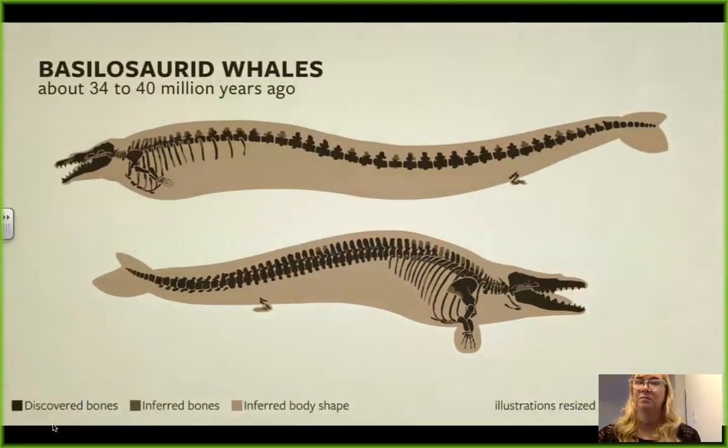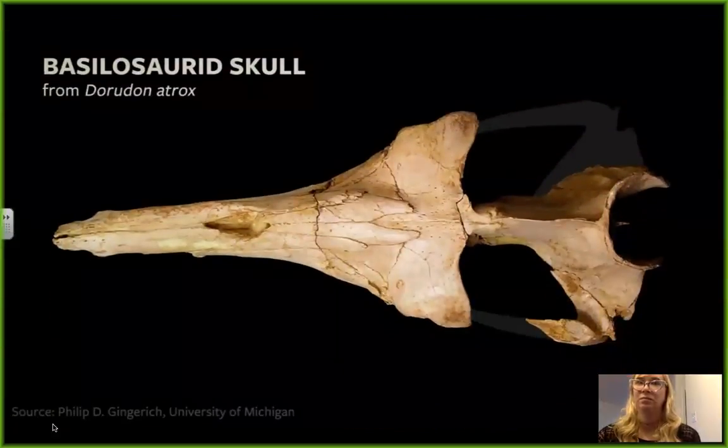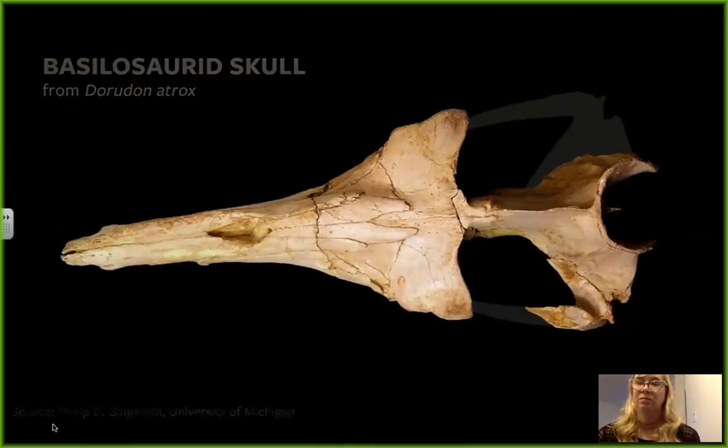These are two species of extinct basilosaurid whales. These animals are known for multiple well-preserved skeletons, and they appear to have lived side by side, roughly 34 to 40 million years ago. In this photograph, we're looking down at the top of a basilosaurid skull. This is not a model or a cast. These are the actual bones which were pulled from the ground.